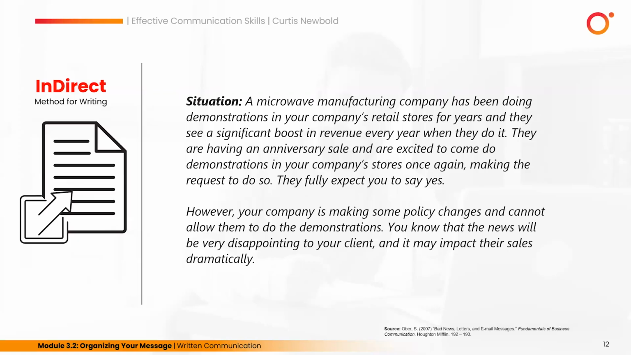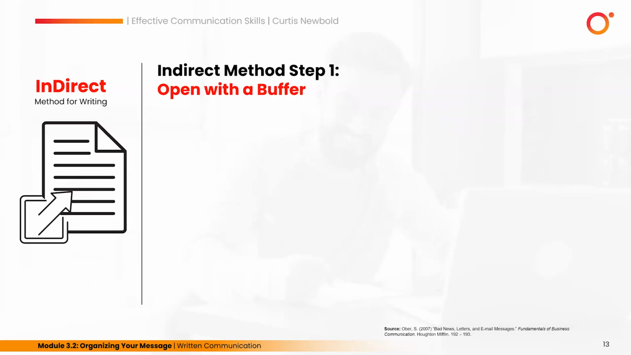However, your company is making some policy changes and cannot allow them to do the demonstrations. You know that the news will be very disappointing to your client and it may impact their sales dramatically. Furthermore, you don't want to damage the relationship, because you like to sell their microwaves in your stores and you want to continue doing so. It's a good partnership and a good relationship. So you need to set this up in an indirect method. So step one, you open with that buffer.